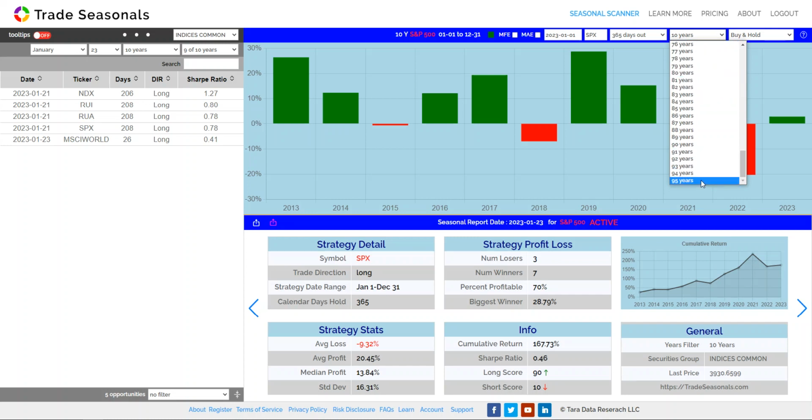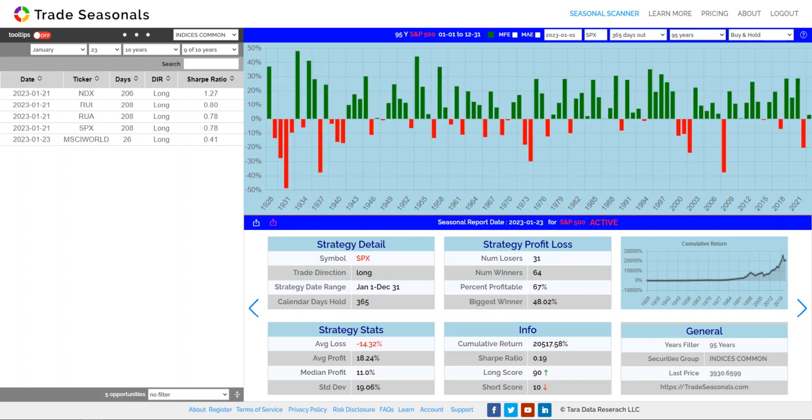Now you see where it says 10 years, that's the default number of analysis years, but we have 95 years on S&P 500, so I'm selecting it. Now we're looking at every single year on S&P 500 gain and loss since 1928. See, 1928 it made 37.11%. Great Depression, it just lost every year, then back up.